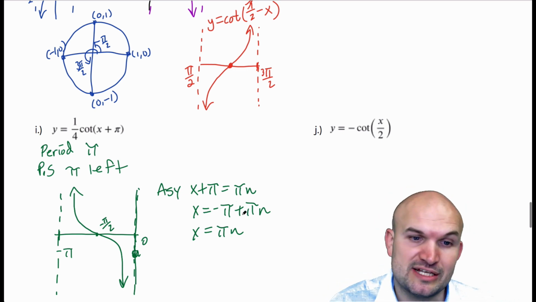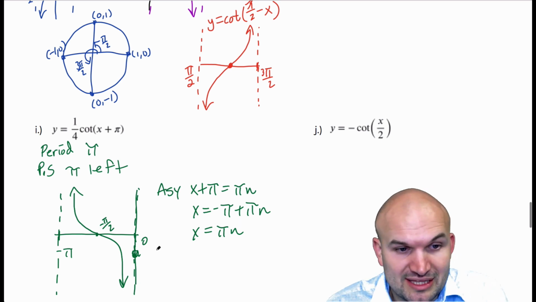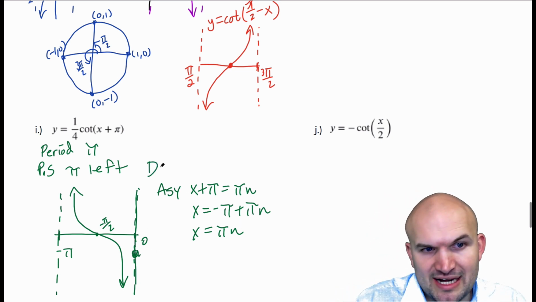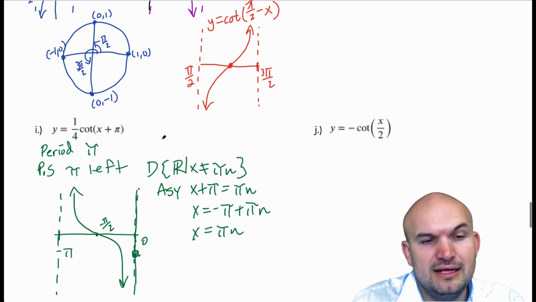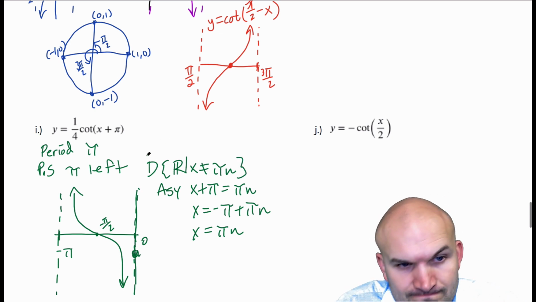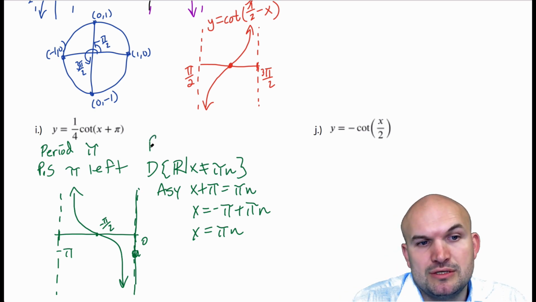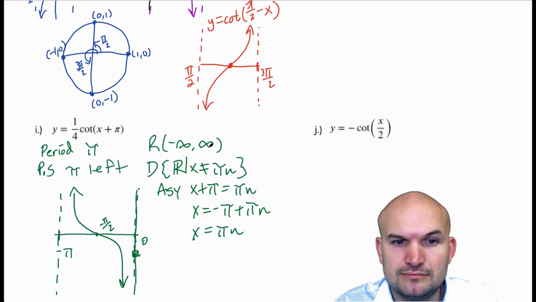There's nothing wrong with this answer, it's just not really simplified. But for different values of n, you're going to still get the same asymptotes. So I'm just going to use a simplified answer. Therefore my domain is all real numbers such that x cannot equal pi n. And that's my domain. And then my range is going to be from negative infinity to infinity.